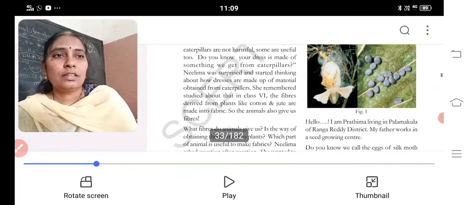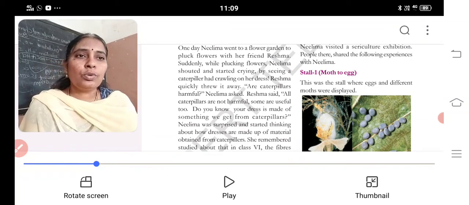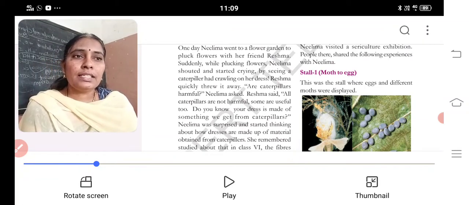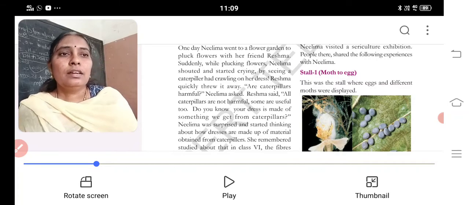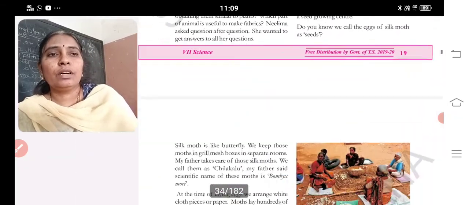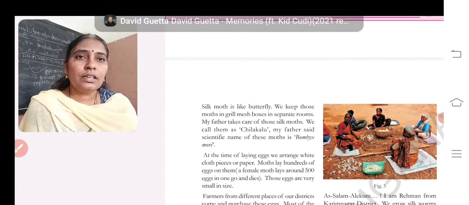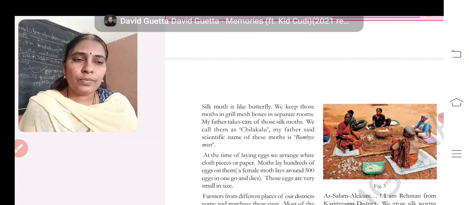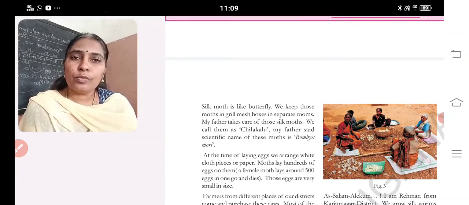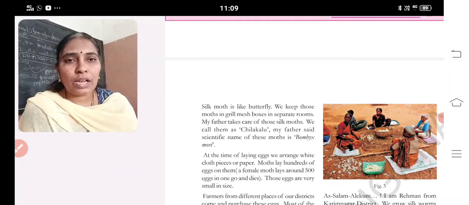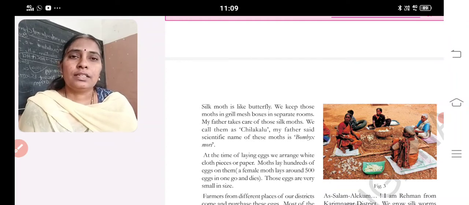You can see how the mulberry moth lays eggs. The stall displayed eggs and different masses. All the eggs are displayed here, and afterwards they will take them out and get fleece from that. They will cut the fleece. Which type of goats will have soft hair? Angora goats will have soft hair. Why are cocoons boiled? Why are cocoons stifled? And the flow chart for making woolen fabrics, the life cycle of a silkworm. All these are important questions.